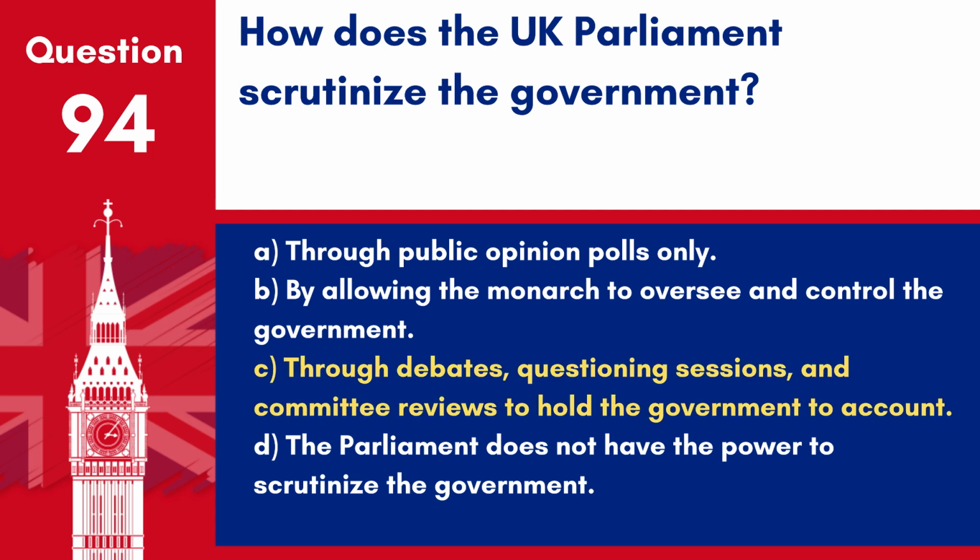Answer: C. Through debates, questioning sessions, and committee reviews to hold the government to account. Parliamentary scrutiny in the UK is a critical function, with mechanisms including Prime Minister's questions, debates, and select committees investigating and challenging government actions and policies.